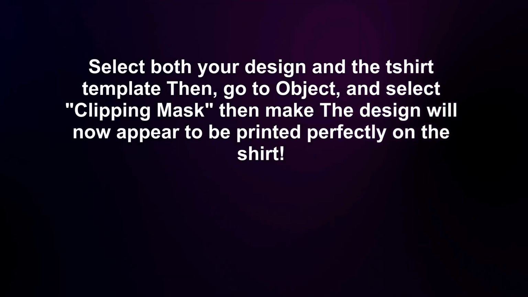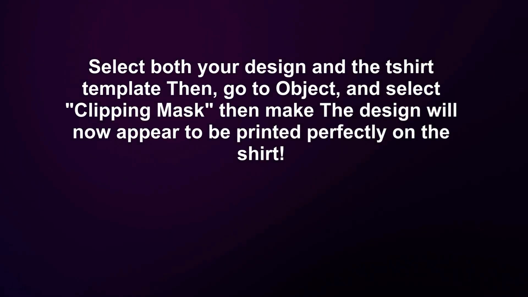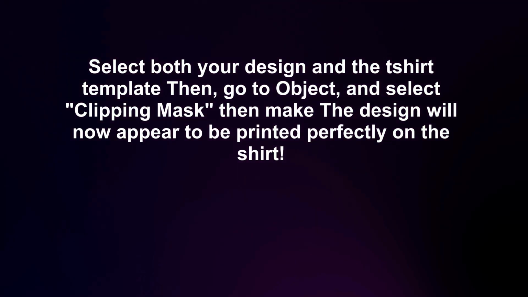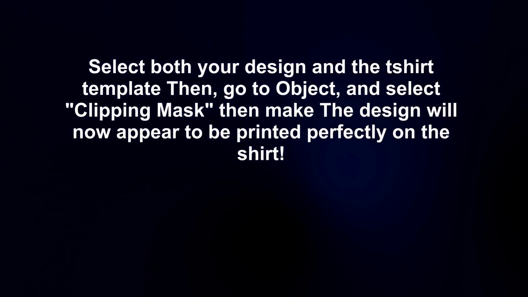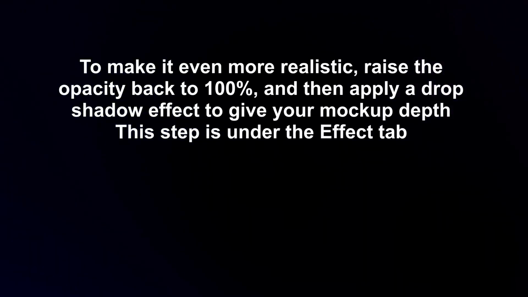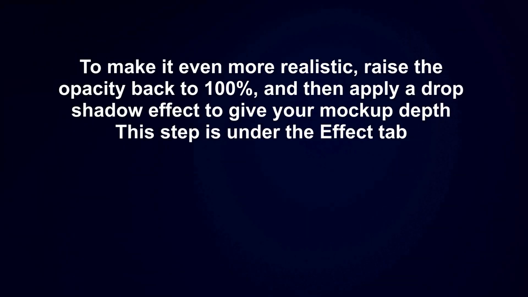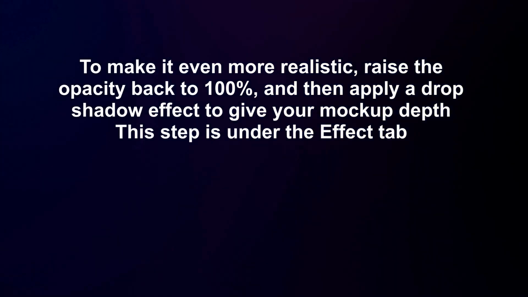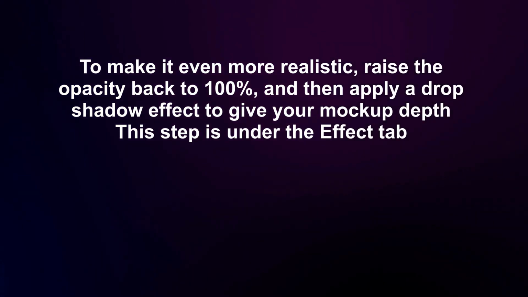Select both your design and the shirt template, then go to Object and select Clipping Mask, then make. The design will now appear to be printed perfectly on the shirt. To make it even more realistic, raise the opacity back to 100%, and then apply a drop shadow effect to give your mock-up depth. This step is under the Effect tab.